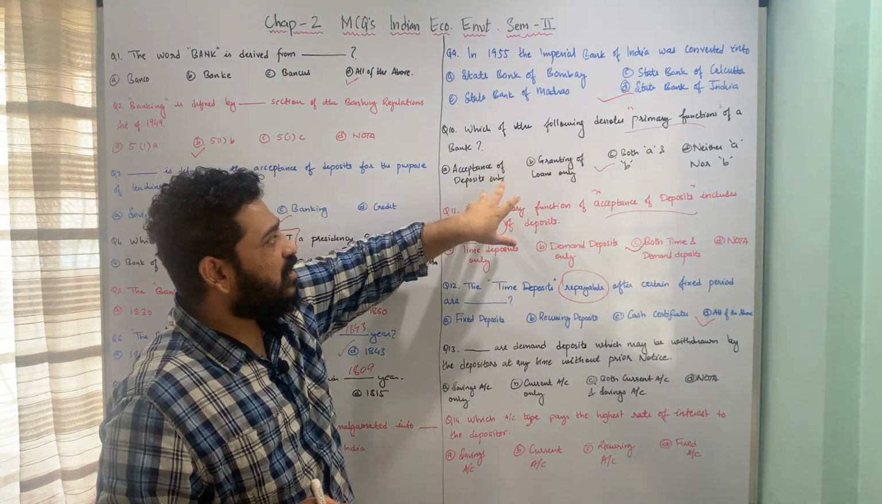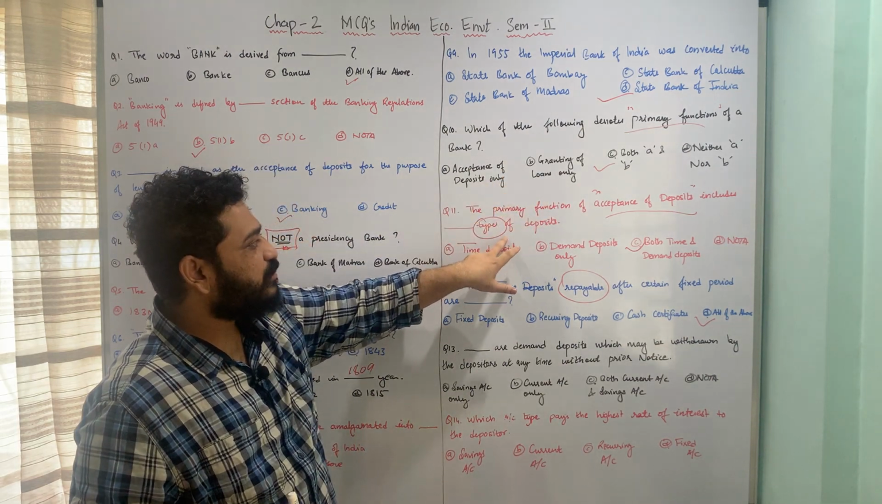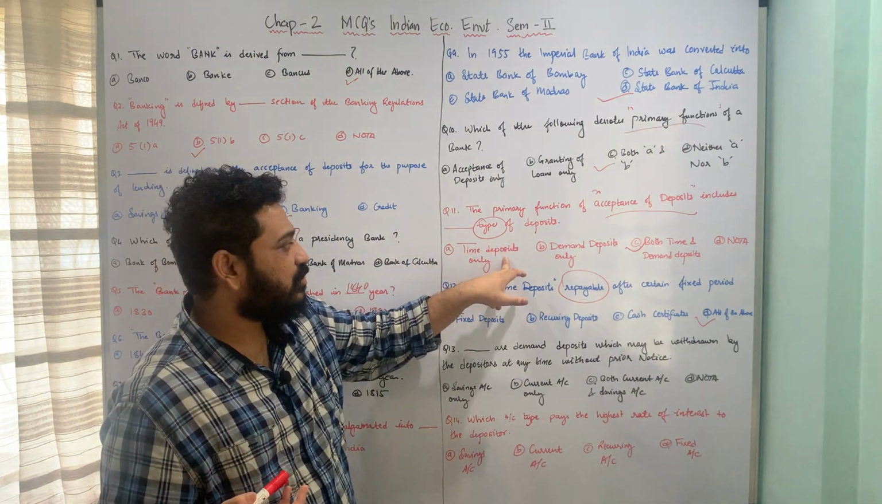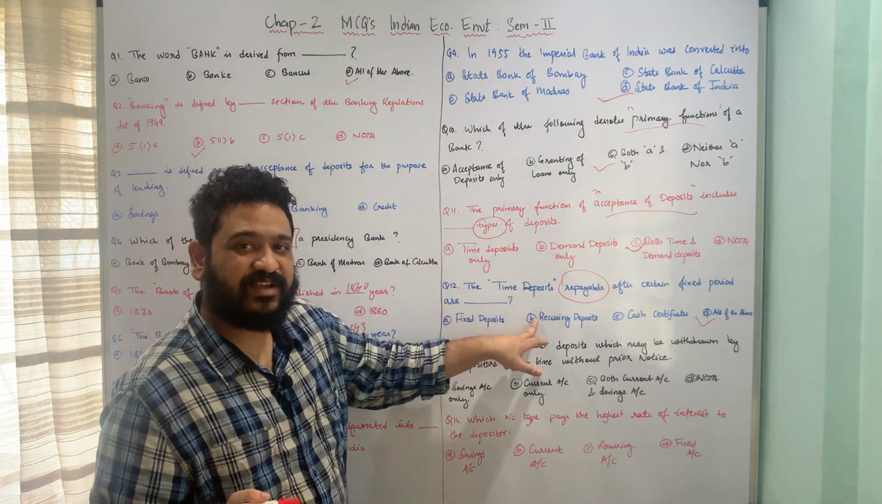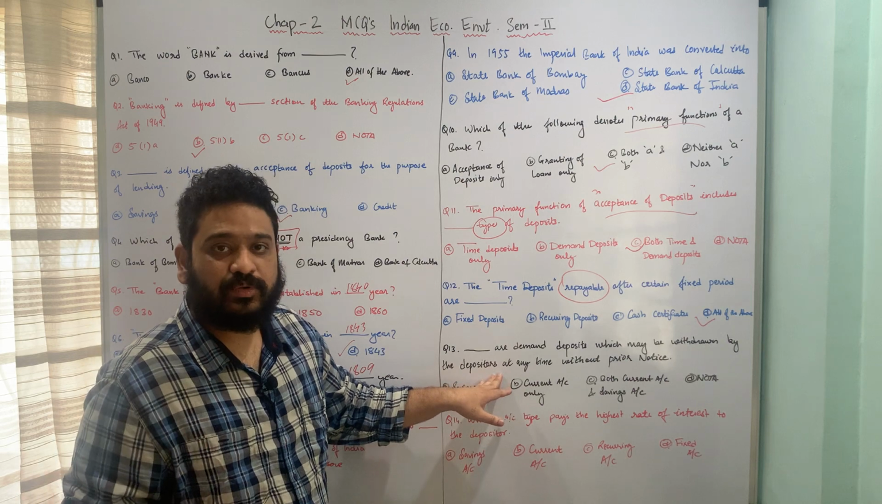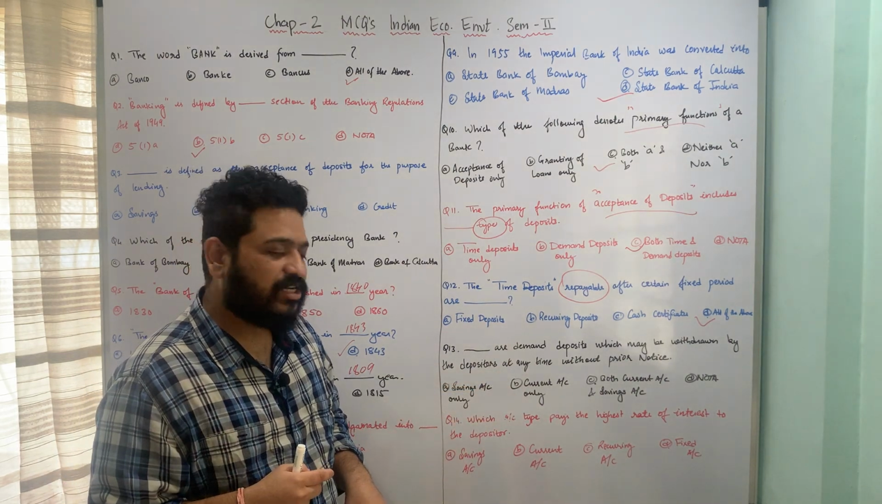Primary functions, acceptance of deposits and granting of loans. Here we are specifically looking at acceptance of deposits and what kind of deposits, so time and demand deposits. So here this question, time deposits, fixed, recurring and cash certificates. Now next question is obviously in relation to demand deposits. So let us look at what the question is like.